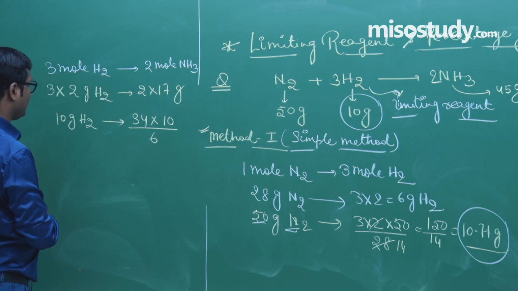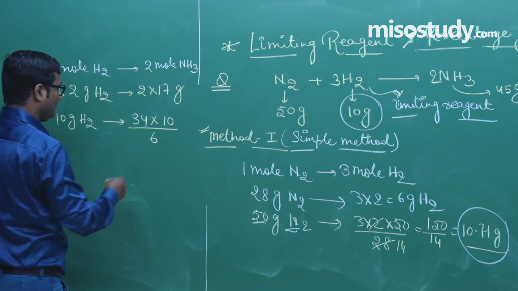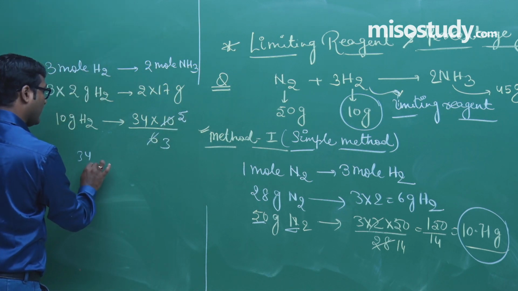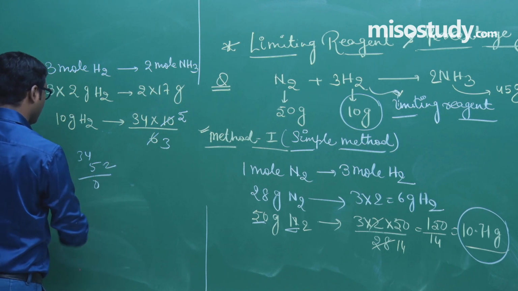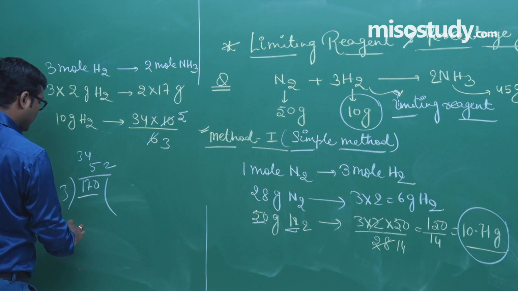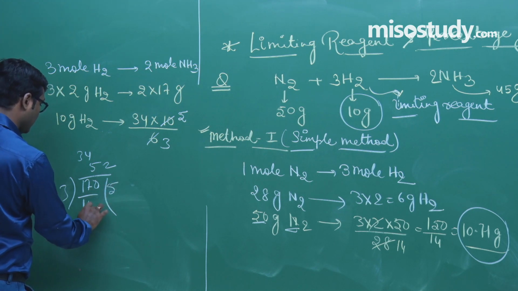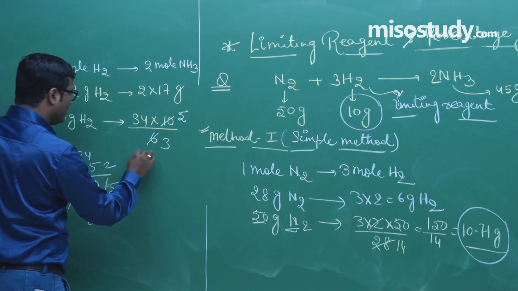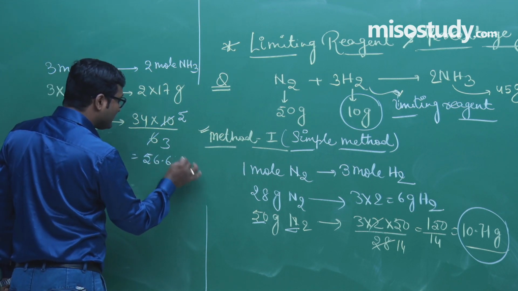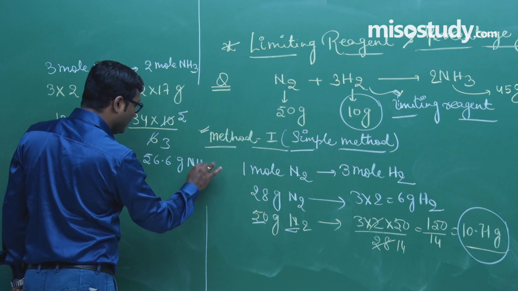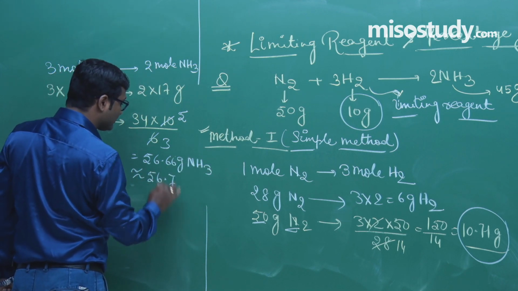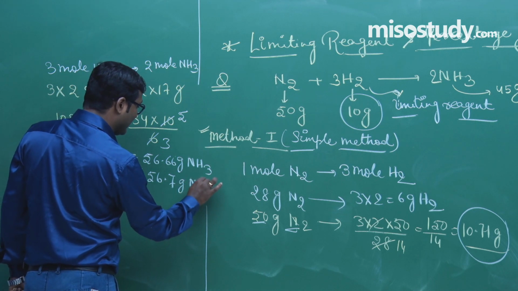Clear? Again, let me check these things again. Okay, what is the value? 34 into 5, 20, 5 3s are 15, 17. 17 divided by 3, that is 3 5s are 15, that is 2. That is around, we get 10 gram H2 will give you 56.6 gram of NH3. Or you can say around 56.7 gram, because this is 56.66, this is NH3.